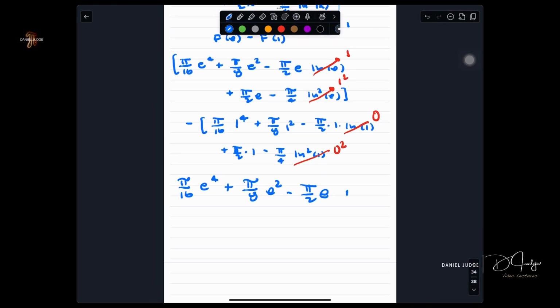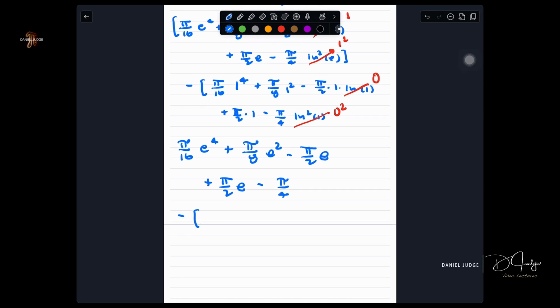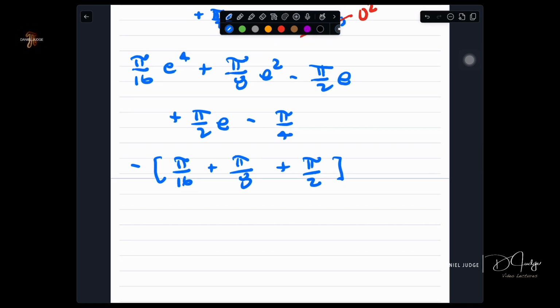Okay. Looks like there's a plus. I'm going to write it down here, though. Plus pi over 2e, minus pi over 4. Now minus pi over 16 plus pi over 8. This is going to be plus pi over 2. And it looks like that's about it. Okay.